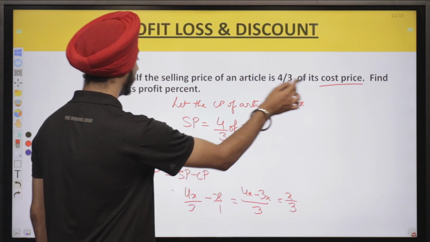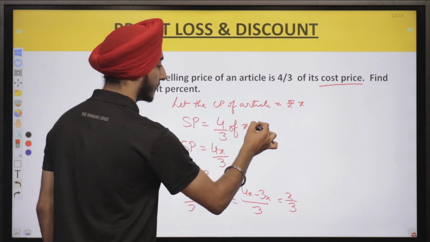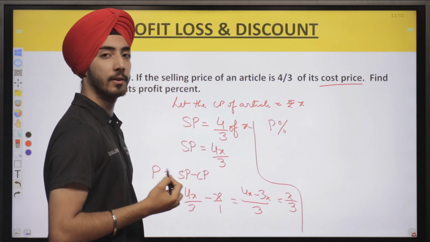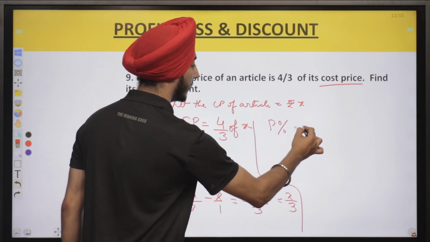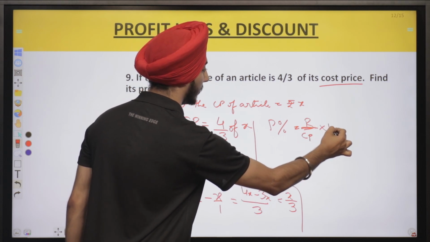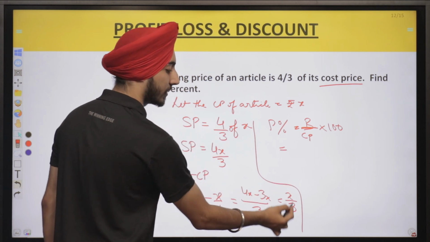We need to find out profit percent. So profit percent के लिए हमारे पास simple सा formula होता है. Profit percent क्या होता है? Profit upon cost price into 100. P by CP into 100. What is the profit? Profit is x by 3.